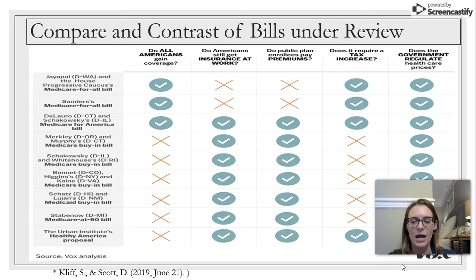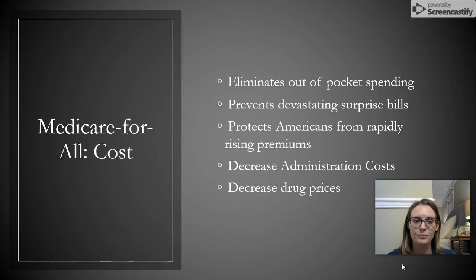Here's a graph showing how the 9 of those compare side by side in a couple of different categories. Would there be a tax increase? What are the premiums like? Would people pay for them, or would the healthcare be completely free? Would they be able to choose between a private insurance at work and the government-funded Medicare for All plan? Those kinds of things. It's very important to compare and contrast the bills under review to make sure that whichever one you choose is going to benefit the most people.